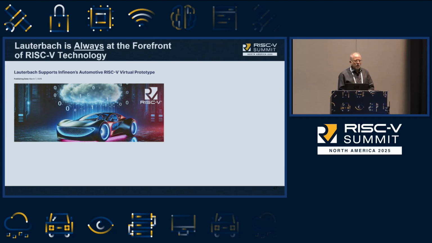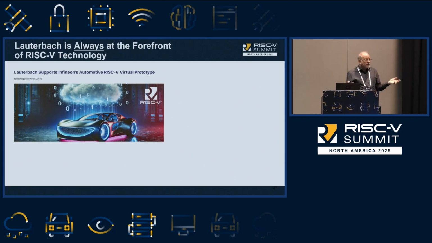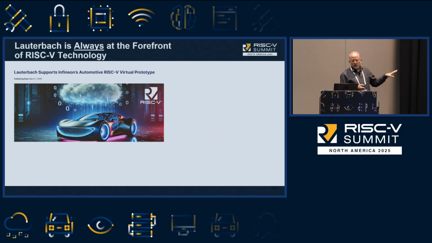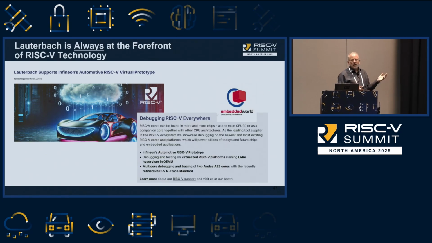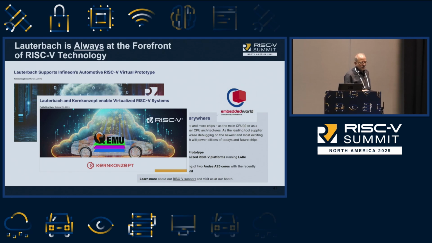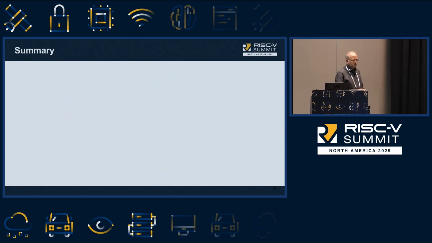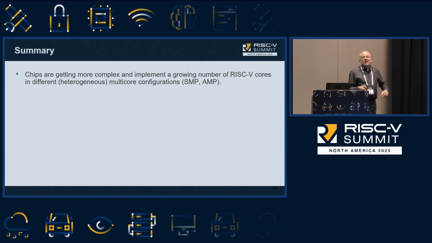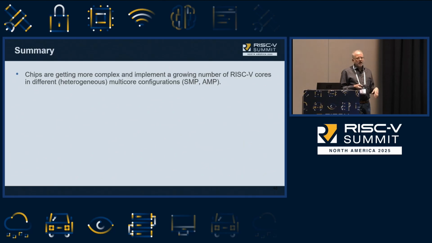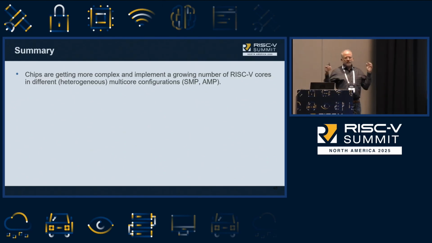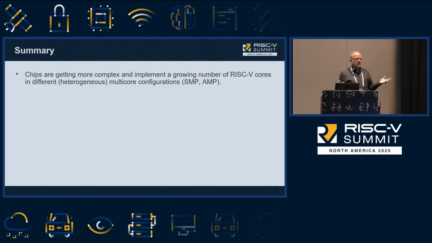So this is the marketing portion where we say Lauterbach has always been out there. We're very engaged with RISC-V and trying to be involved. Here are a couple of examples where we've had announcements of us being involved with Trace and RISC-V. So in summary, the chips are getting more complex. Even the low-end chips are multi-core, and I have customers with hundreds and hundreds of cores on a chip that's in a server, that's in a data center with tens of thousands of different computers.